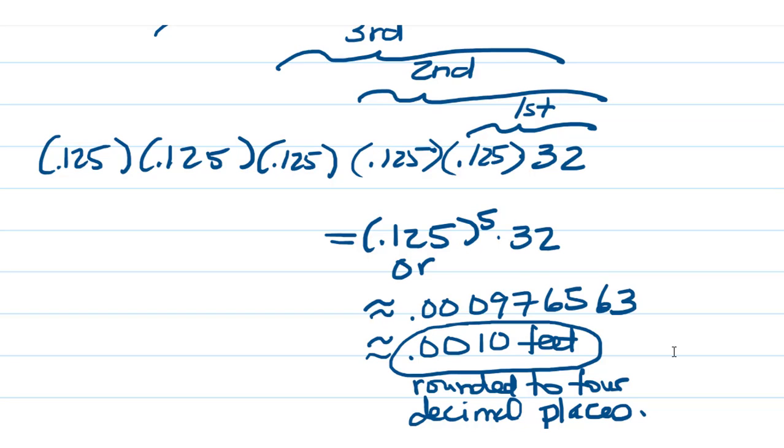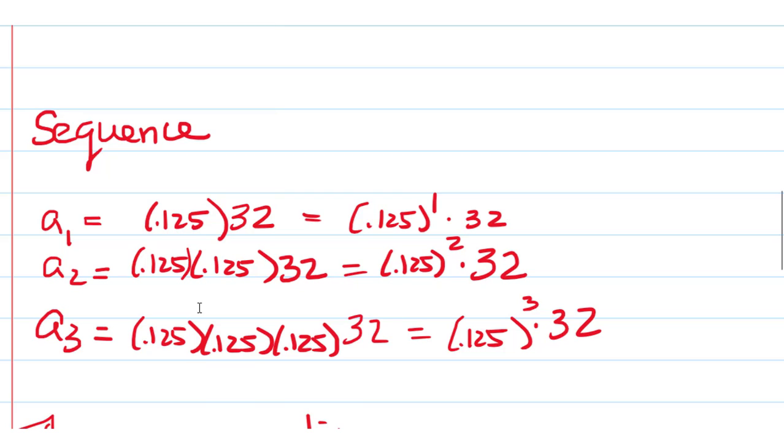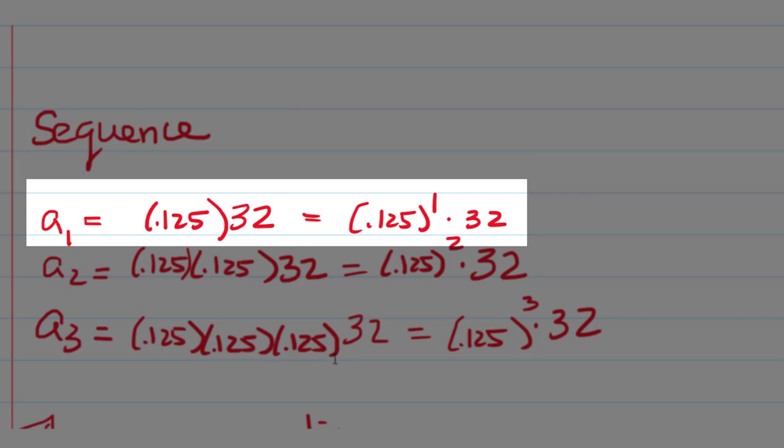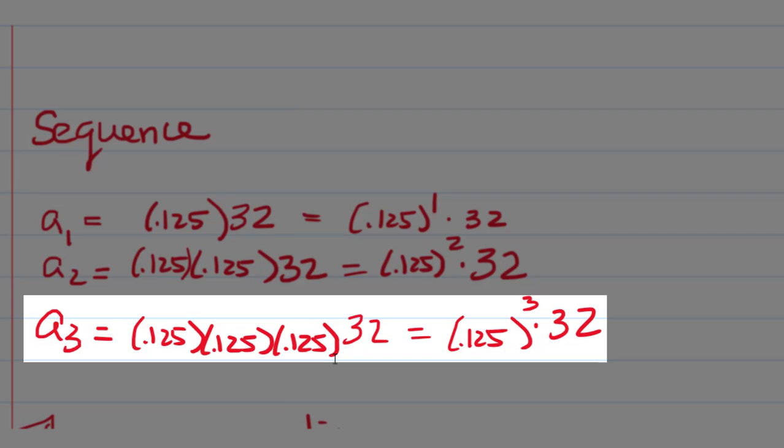And then finally, we're going to look at one more approach, which is the more advanced approach involving geometric sequences. Instead of working it out all the way to the fifth bounce, we're going to think of the first bounce as the first term in a sequence. So a sub 1, remember, was 0.125 or 1/8 times 32. And a sub 2 was 0.125 times 0.125 times 32. And a sub 3 was 0.125 times 0.125 times 0.125 times 32.